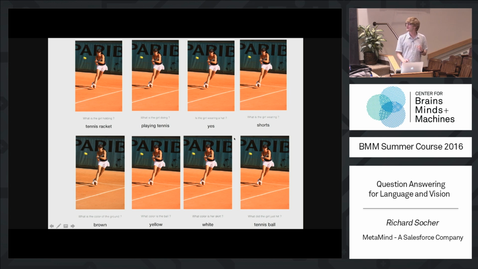And then, what did the girl just hit? A tennis ball. Then I got it to fail after that, but it didn't fit in the slide. I asked it, is the girl about to hit the ball, or did the girl just hit the ball, and it said yes both times. So I knew it hasn't captured all the co-occurrence statistics of what the various arm forms have to be in order to make it obvious that the ball was already hit or was about to be hit. But nonetheless, it's a pretty awesome model.